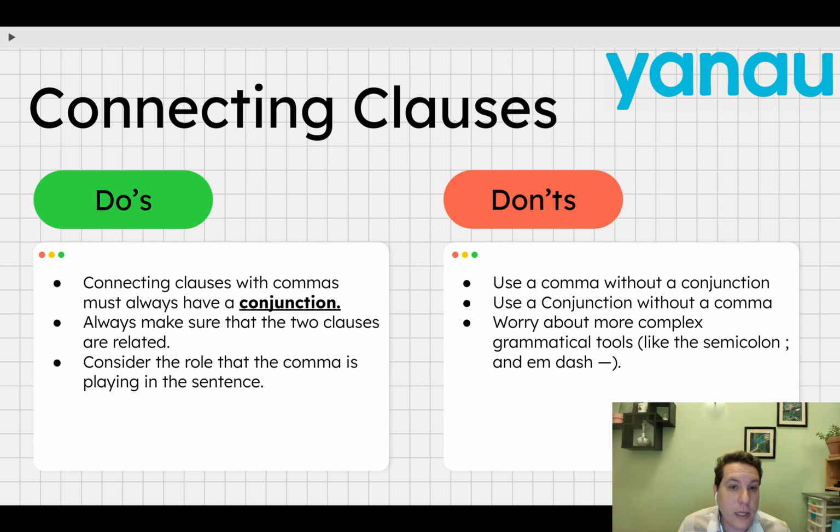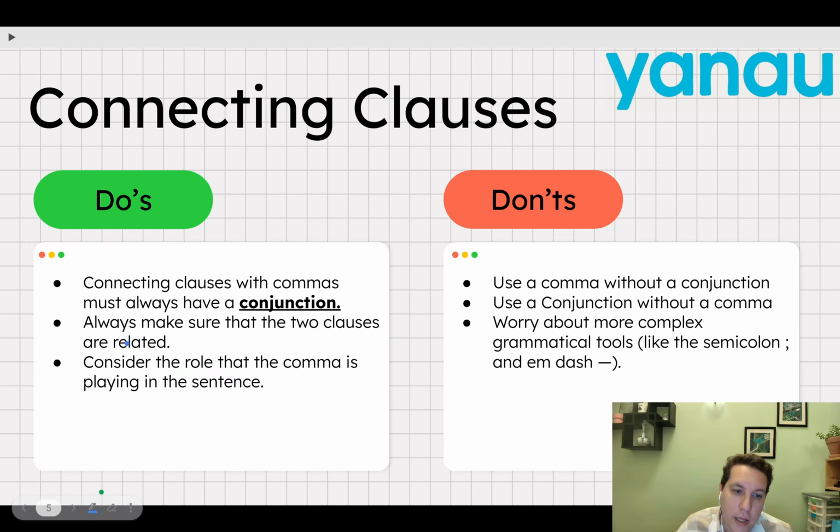So let's cover some key do's and don'ts of clauses. Connecting clauses with commas must always have a conjunction. If you're doing it in the writing, you need to add the conjunction. If you're choosing the correct answer, you need to make sure that there is a conjunction. Or alternatively, if you want to figure out what a comma is doing, look for a conjunction. If you can find one, then it's probably connecting clauses. If you can't find one, then it's probably not connecting clauses. It might be doing something else.